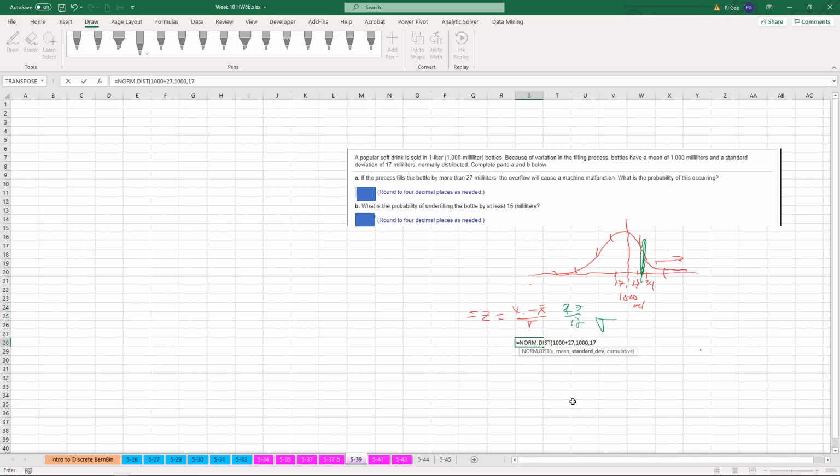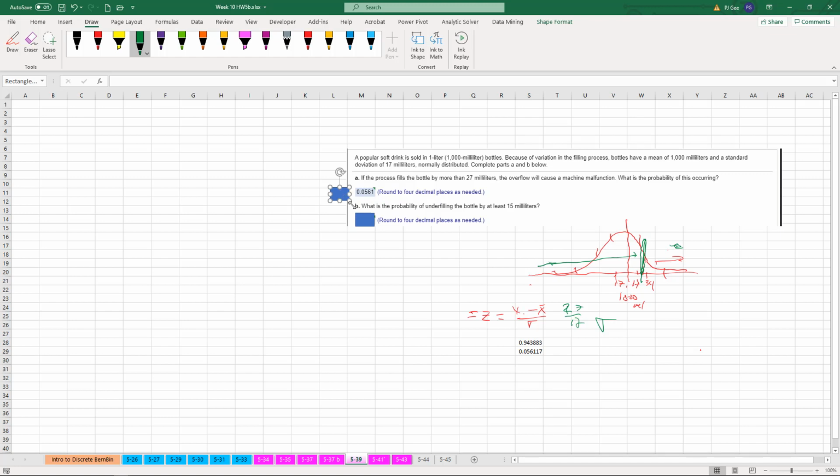Standard deviation 17, cumulative true. All right, there we go. Okay, so the area of the curve to the left is 94.39. So the area all the way from minus infinity up to our point here, we're interested in the rest of this, so we would take 1 minus that. So it's 5.61% probability of this occurring.